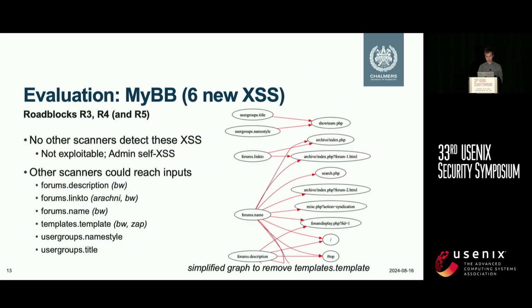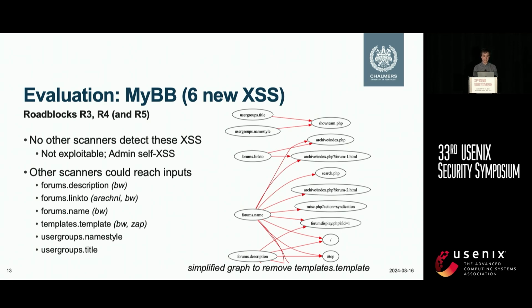To go back into these roadblocks, because this might offer some evidence as to why this approach is valuable in comparison to more standard scanners, we can look into a couple of applications. So on MyBB, we find 6 new XSS, which are only self-XSS, but still a vulnerability, which could be made more dangerous via something like CSRF. But anyways, none of our compared scanners can detect these XSS. But interestingly, other scanners could reach almost all of these inputs, so 4 out of the 6 of them.